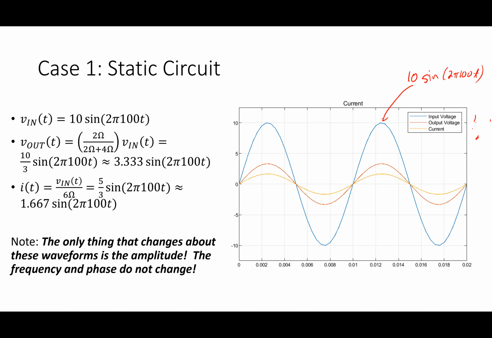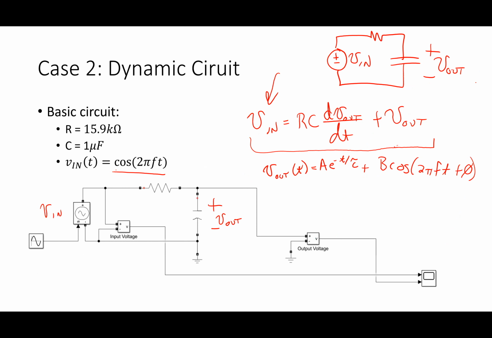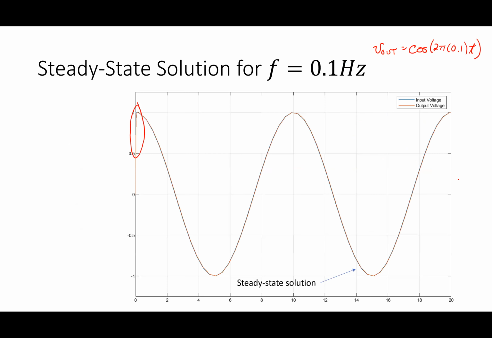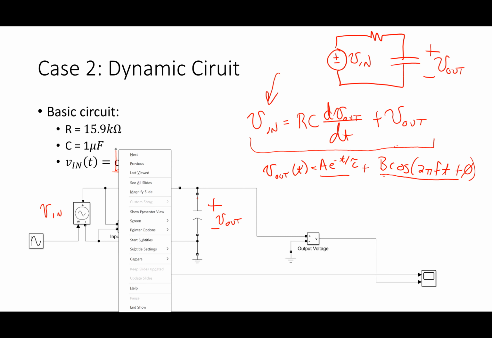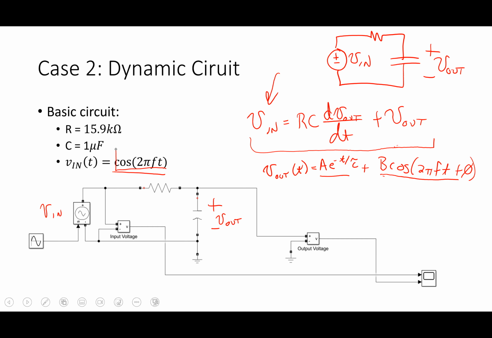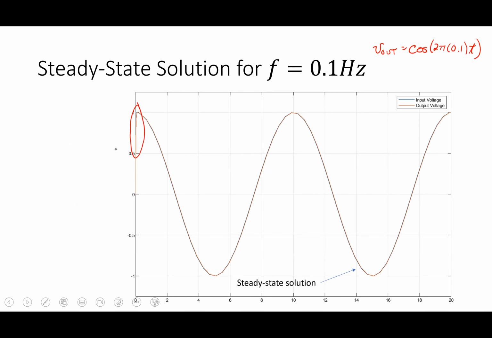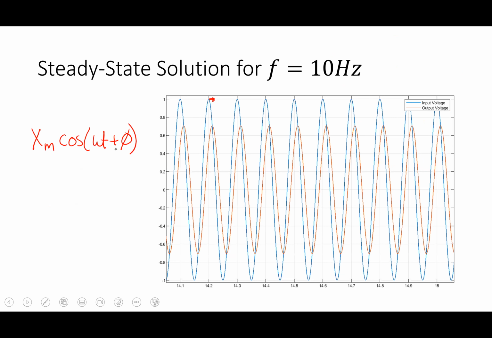Now, when I look at a dynamic circuit, similar approach. I've got a circuit that has a resistor and a capacitor in series. Not knowing anything else, we would have to write a differential equation for that circuit. The solution to that differential equation would have a transient response and a steady state response. We looked at the frequency. My input source was cosine 2 pi ft, and I changed the frequency f to a couple of different values: 0.1 hertz, 10 hertz, 1,000 hertz.